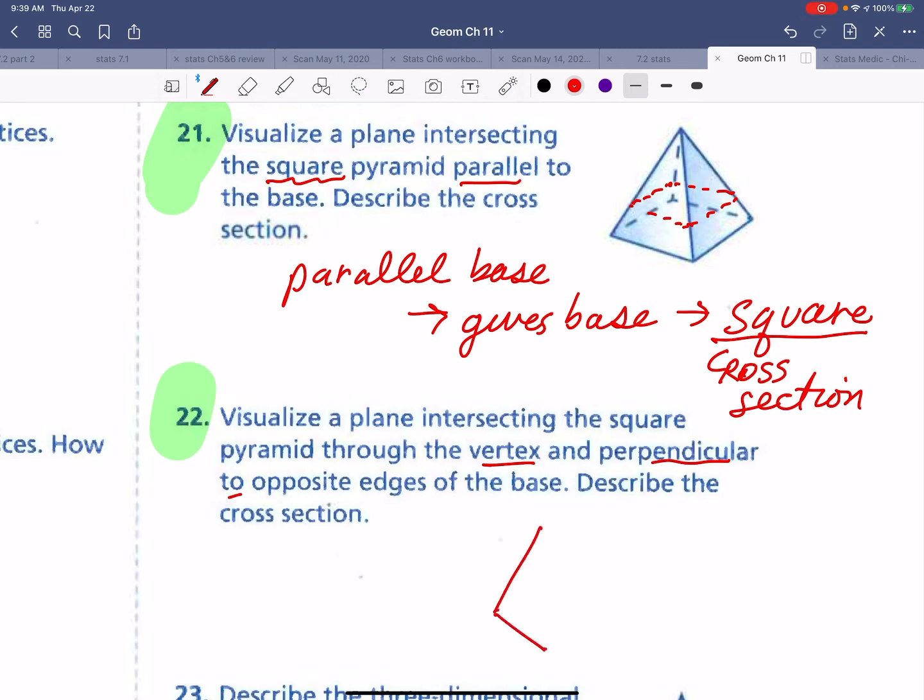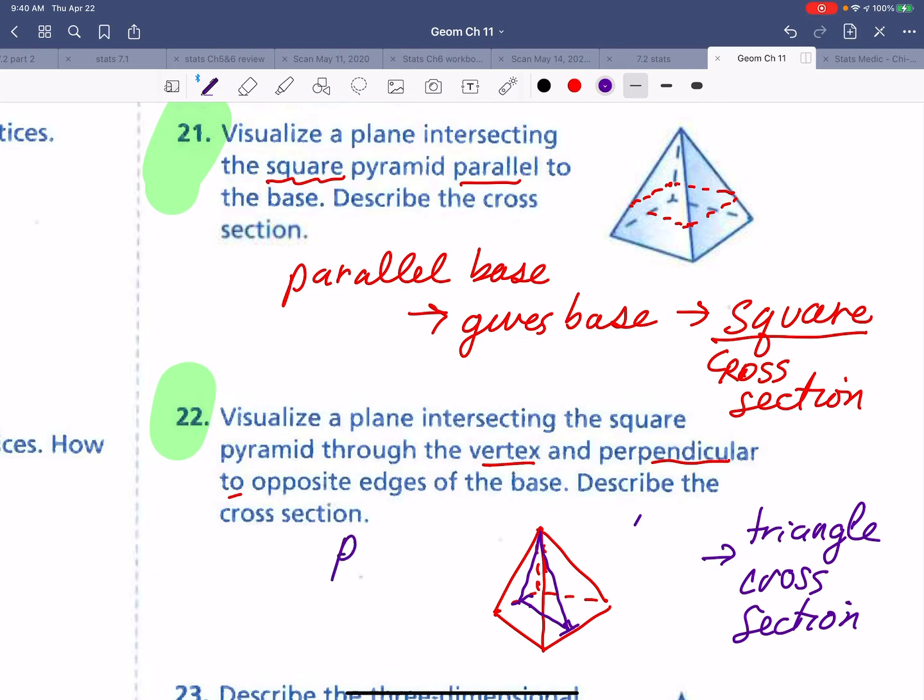All right, so we're going to draw our pyramid just like they drew a pyramid. A plane that's perpendicular to the opposite edges of the base. Okay, so I guess this would be perpendicular to the opposite edge. So a plane that's here, right? Perpendicular to the opposite edges. This cross-section is a triangle. So we get a triangle cross-section.